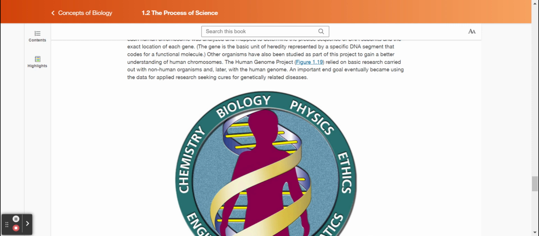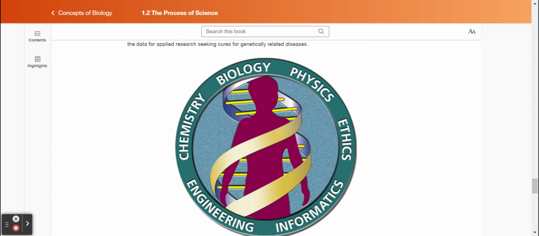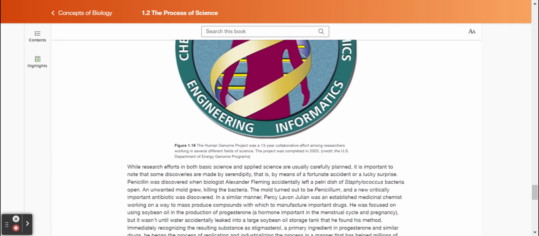The Human Genome Project relied on basic research carried out with non-human organisms and later with the human genome. An important end goal eventually became using the data for applied research seeking cures for genetically related diseases. Figure 119. The Human Genome Project was a 13-year collaborative effort among researchers working in several different fields of science. The project was completed in 2003.